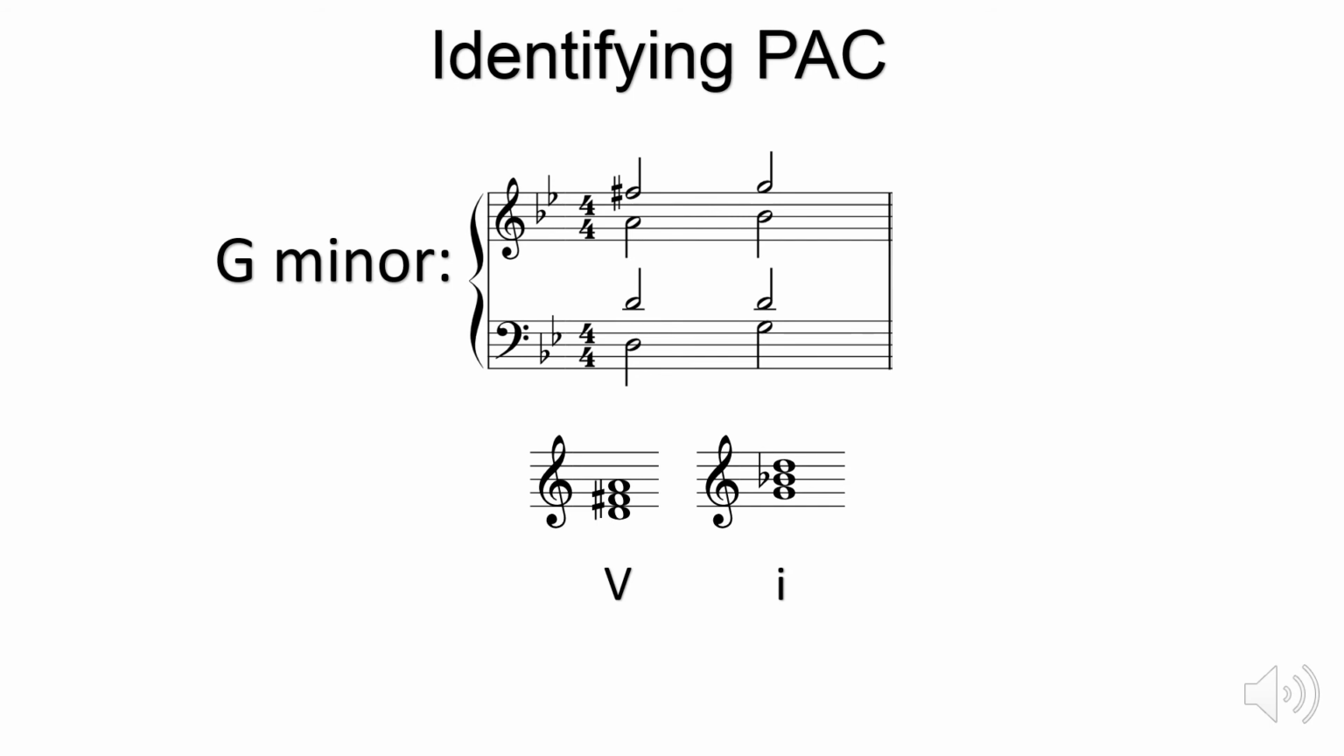Our next step is to check whether this cadence obeys the rules of a PAC. We go with the bass first. We notice that the bass notes are D and G, which means that these two chords are indeed in root position. Our final step is to check the soprano voice, or the top voice, of the final chord. In this case, it's a G. And G is of course scale degree 1, or the tonic note, in G minor. Which means that this example is indeed a perfect authentic cadence.